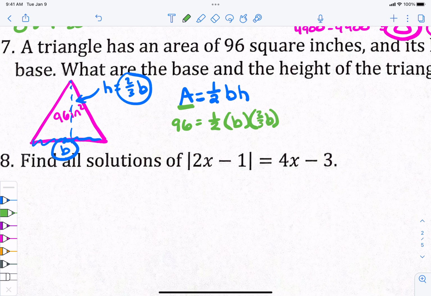You see what I'm doing here? I'm plugging numbers in for B and H and stuff, right? We just left B as B. If you want to switch it to X, I don't care. But we just left B as B, and then we left H as 2/3 B. Questions about this? Is this confusing?